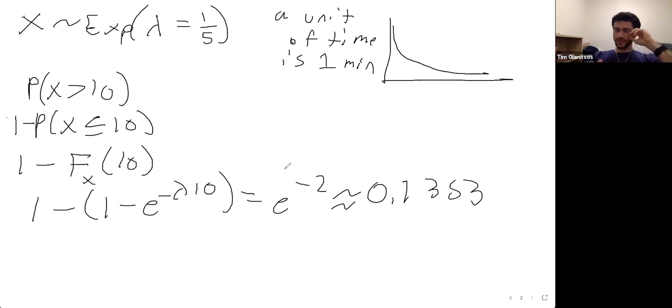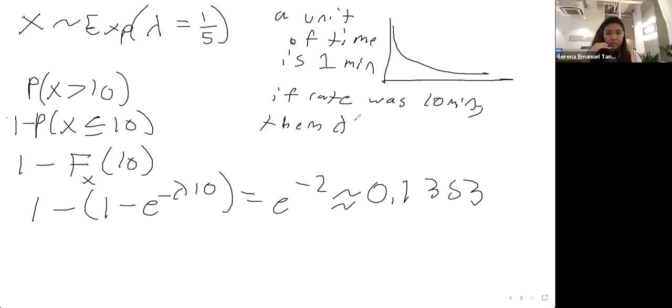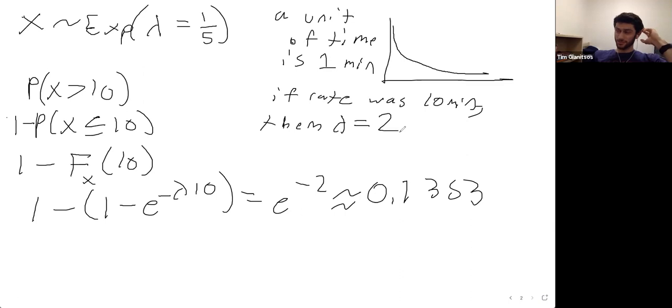Okay. So one thing to notice is I said at the top that we can be very flexible with how we define our parameter lambda. In this case, the lambda we said represents a rate of 1/5 per unit of time, and our unit of time was 1 minute. But if we made our unit of time 10 minutes, well, then what would lambda be? 1/10. Nope. It would actually be 2.